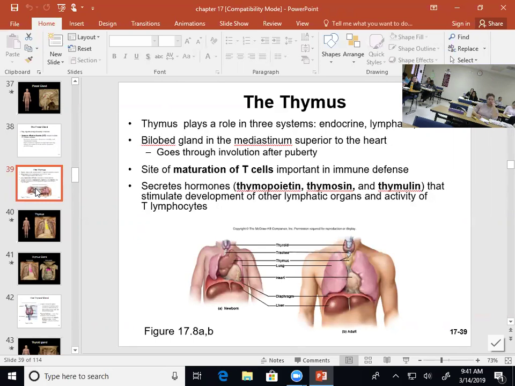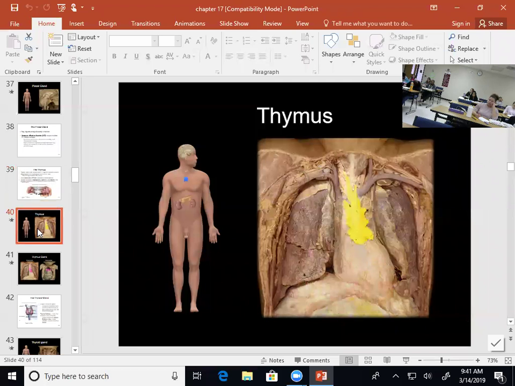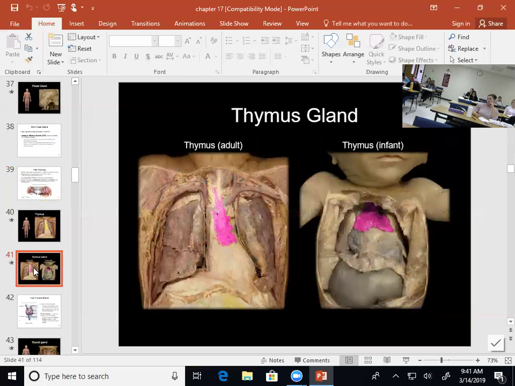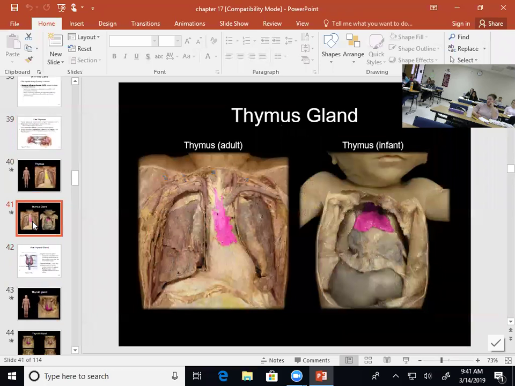So, okay. All right. So we see lots of pictures of the thymus where it should be located. So y'all will know where to locate it. And I'm going to tell you something. Okay. That's fine. I thought that something was out of order, but I'm good.